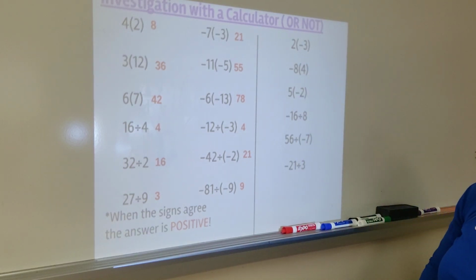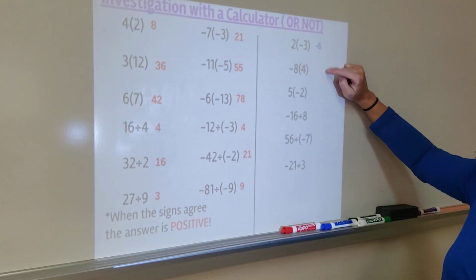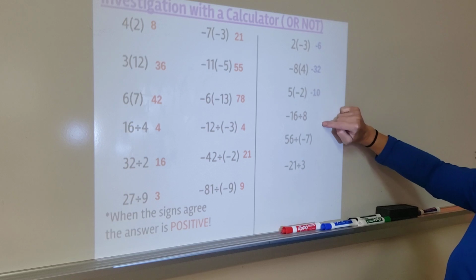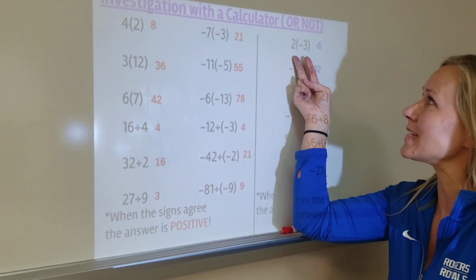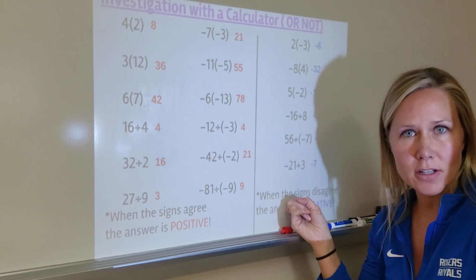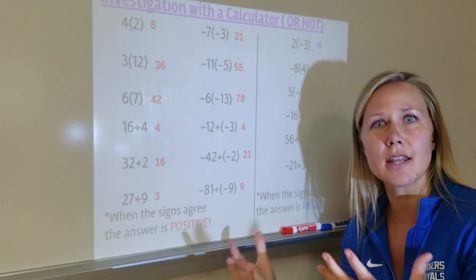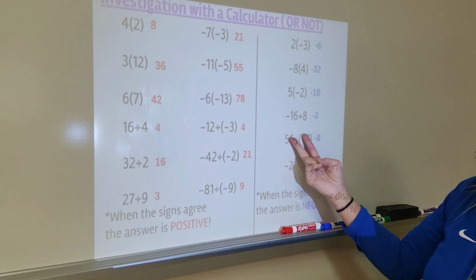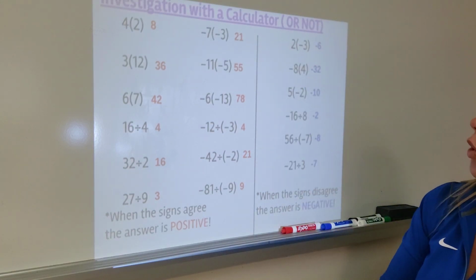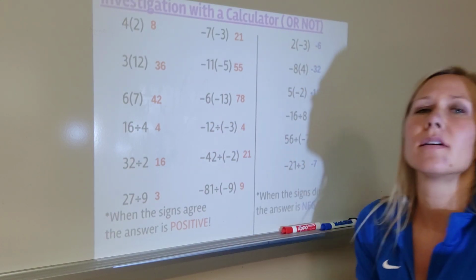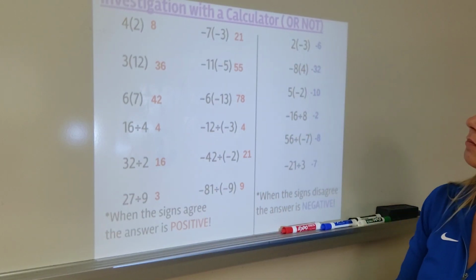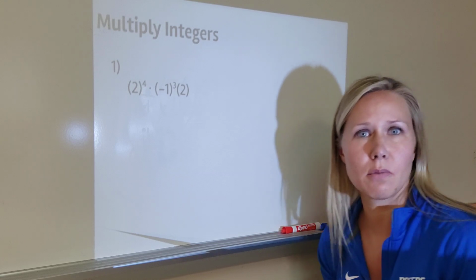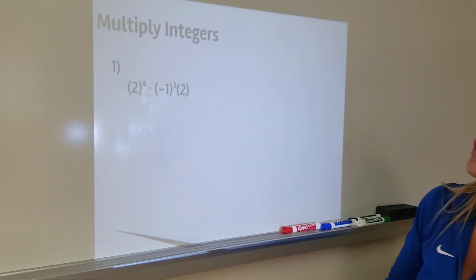Now over here, my signs are different and I get a negative answer. Negative, negative, every single one. Well, whenever you multiply 2 numbers and if the signs disagree, you get a negative answer. So think of to disagree, that's a negative thing. So when our signs are different, when we're multiplying or even dividing here, we get a negative answer. Okay, quick way to remember it. All right, so let's practice some multiplication with our integers.